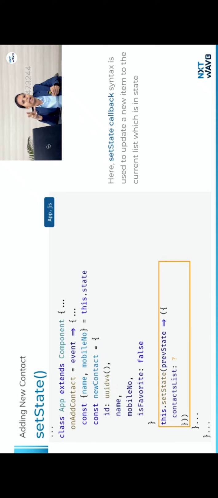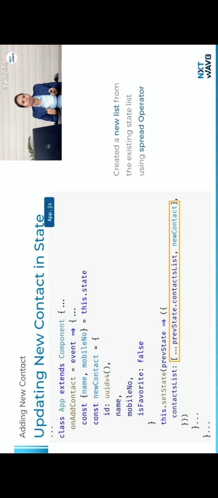Here you can see that the previous state will be passed as an argument to the callback, and there we are going to update the contacts list with a new contacts list. So let's see how to update the contacts list. We have a previous list of contact items. To this, we want to add a new contact item. So let's see how to do that.